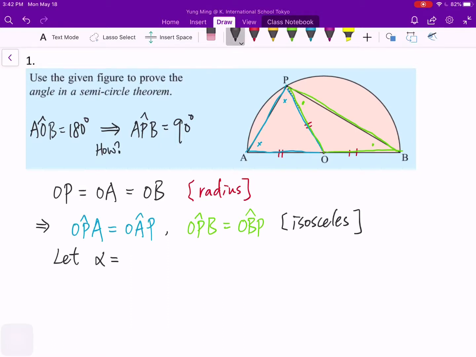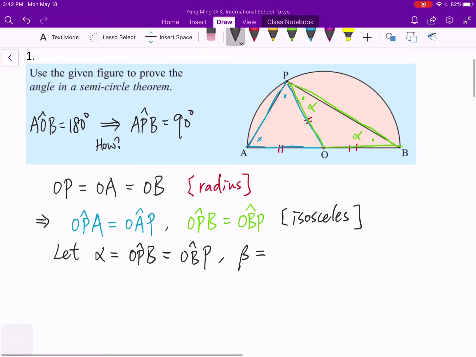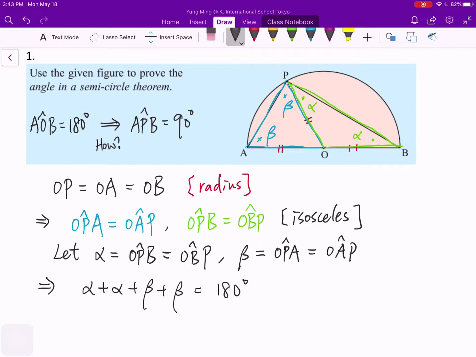Just for convenience, we will call APB alpha. And since APB is equal to ABP, right, both of them are alpha. And then we will call the other two pairs beta, namely OPA and OAP. And then you realize that if you add up all those alpha, alpha, beta, beta, we're actually adding all the three angles in a triangle. It doesn't really matter what kind of triangle it is, but we at least know that it's a triangle, and it should add up to 180 degrees. So now we have alpha plus beta equals 180 degrees. And the reason is because we have all angles in the triangle adding up to 180 degrees.